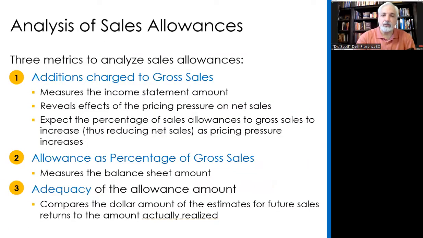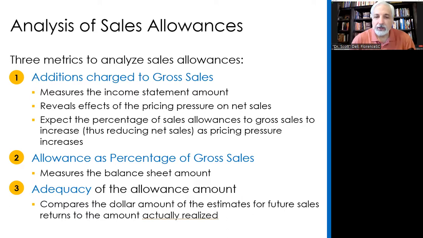Let me go and explain the terms in a little more detail. So the three metrics: additions charged to gross sales measure the income statement amount. We reveal those effective pricing pressures on net sales. So it really will tell us that, well, if we're given a bunch of discounts, there might be pricing pressures. And expect this percentage of sales allowances to gross sales to increase as pricing pressure increases. We're given more discounts. That makes sense. To give more discounts, that must mean there must be pricing pressure.